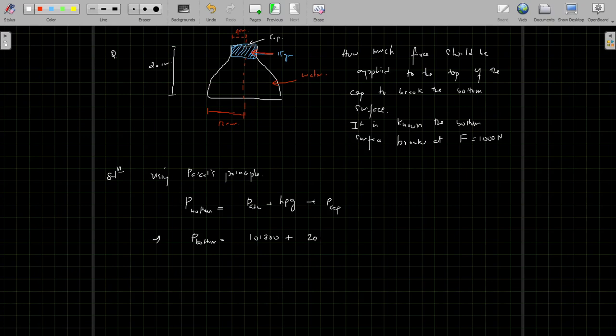So 20 into 0.2 actually, sorry, 0.2 into 10 into 1000 plus pressure of the cap. So cap will be, what we can write, mg. So mass is 15 gram. So 0.15 into 10 divided by base area.